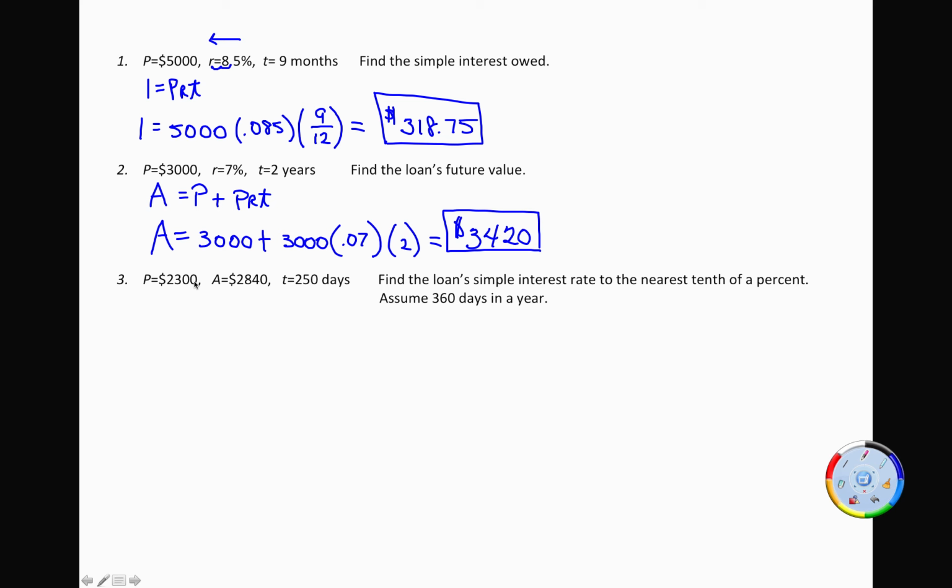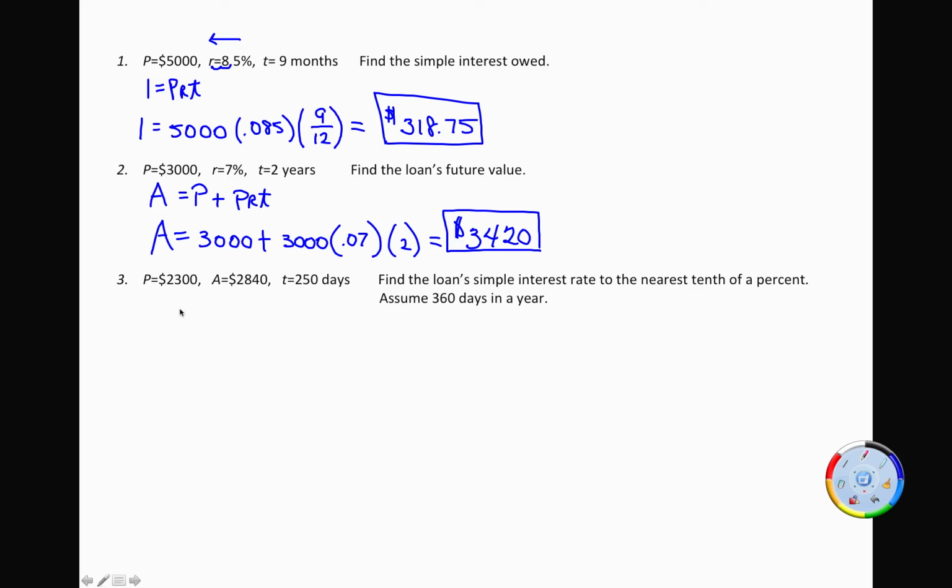All right, now we've got a principal of 2,300, and it's given us the total amount of the loan, the accumulated value, the amount, or the future value, and T is 250 days. And it's asking us to find the loan's simple interest rate to the nearest tenth of a percent. Assume 360 days in a year.